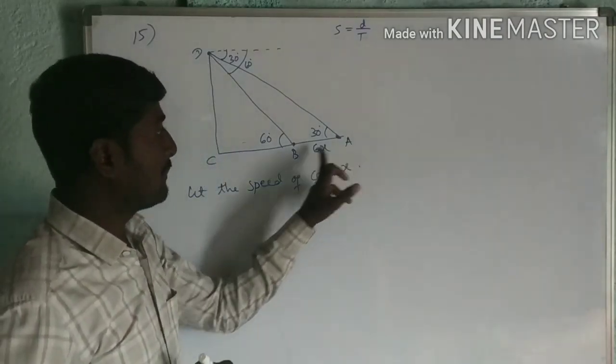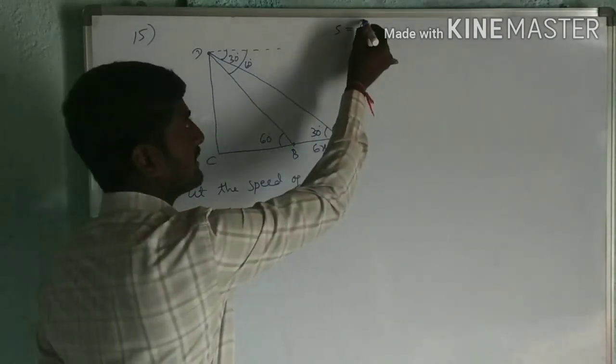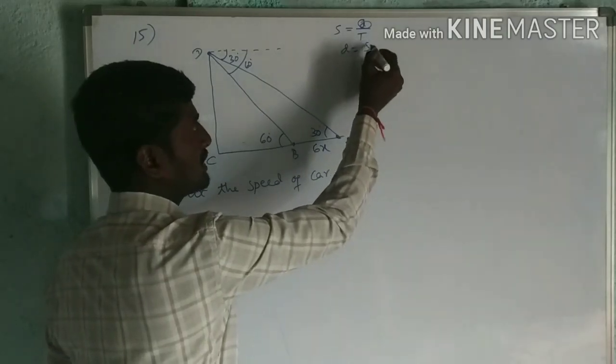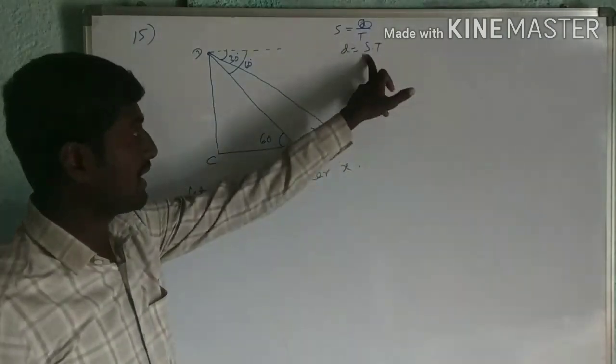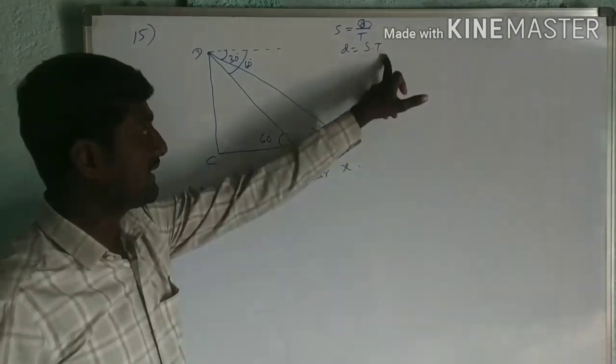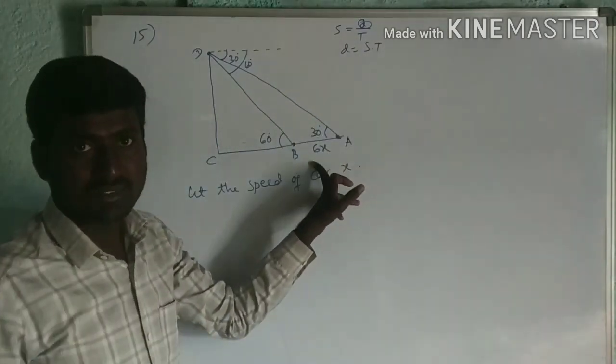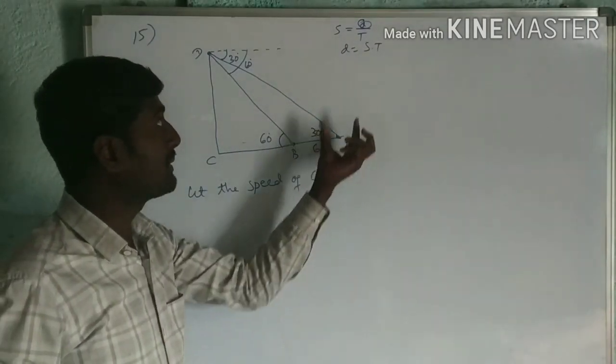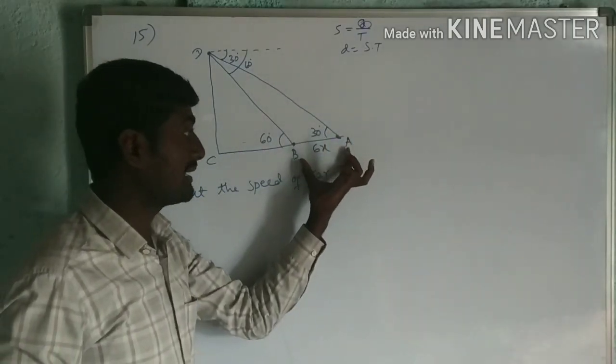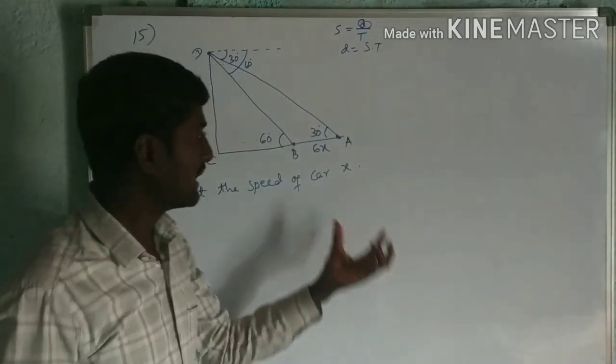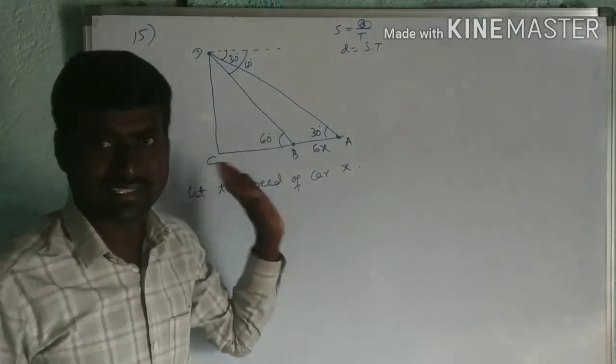So here AB is the distance, and I am going to find the distance. Distance is equal to speed into time. I have taken speed as x, and time is 6 seconds. Therefore 6x will be the distance covered by the car. That is AB. In place of AB I can write 6x.